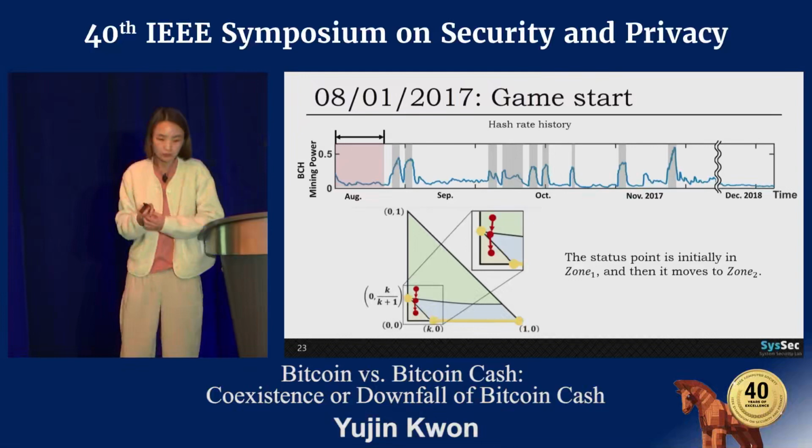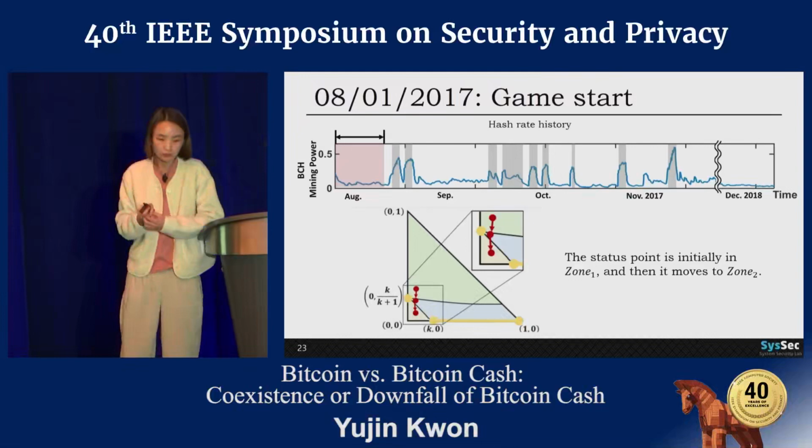Actually, we were able to observe some deviations when the state point is close to boundaries of zones. For example, you can see the second figure, with the black arrows in this figure. As a result, before November 13, 2017, the state was close to the downfall of Bitcoin Cash. And at that time, the Bitcoin Cash system suffered from the lack of loyal miners.